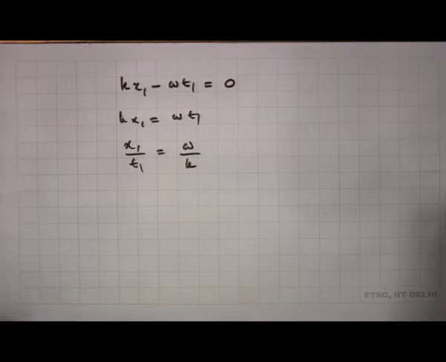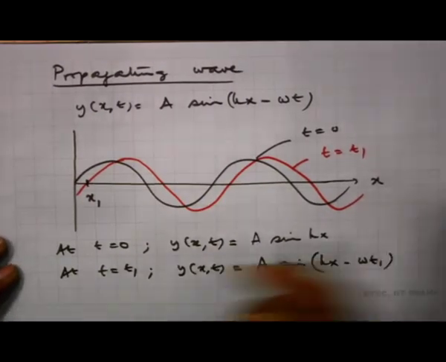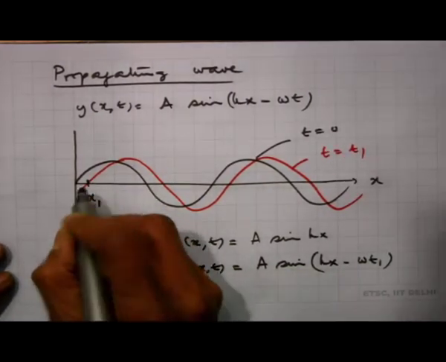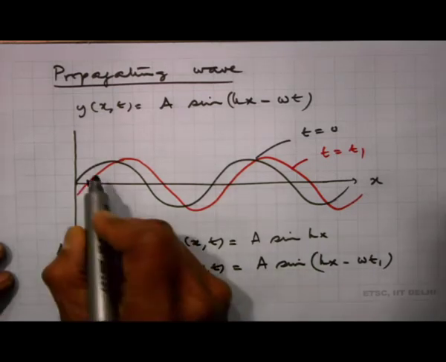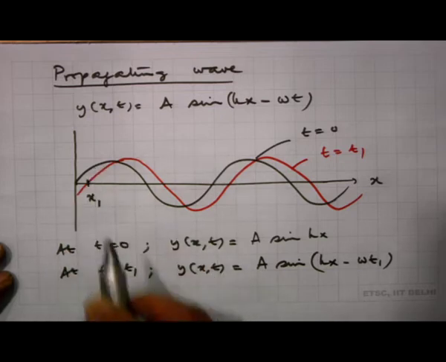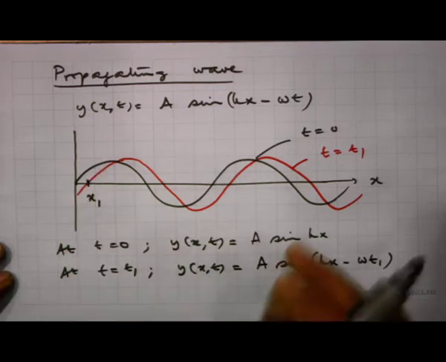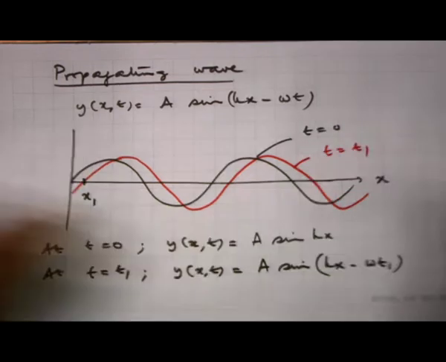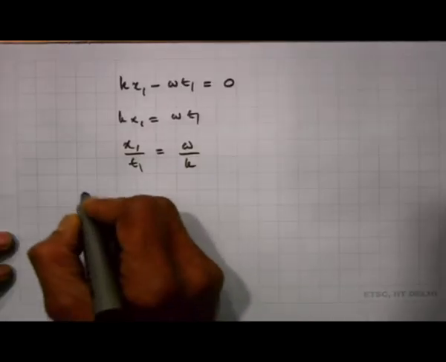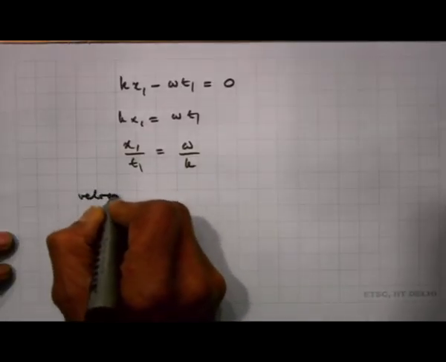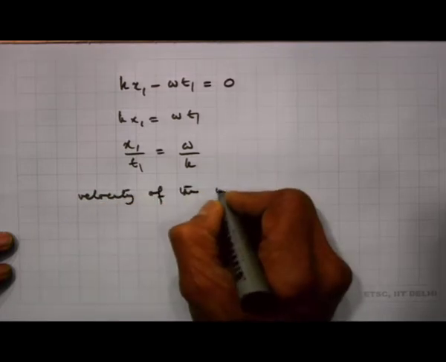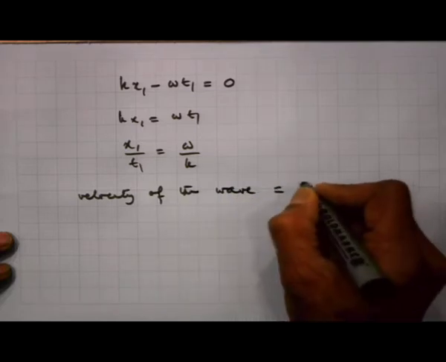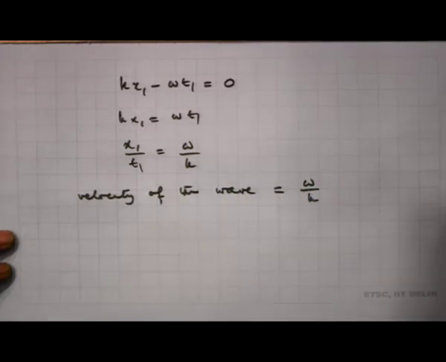Now, what is x1 by t1? The wave which was at this point at t equal to 0 has moved to this point in a time t1. Every point on the string has moved by a certain distance in a time t1, and so this must represent the velocity or speed of the wave. So, the velocity of the wave is equal to omega by k. Omega by k is the velocity of the wave.